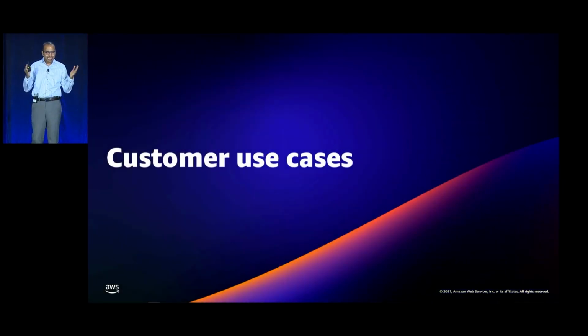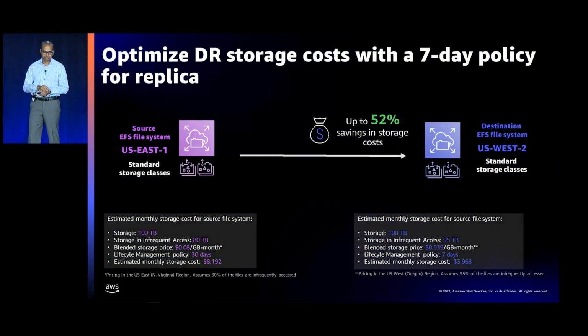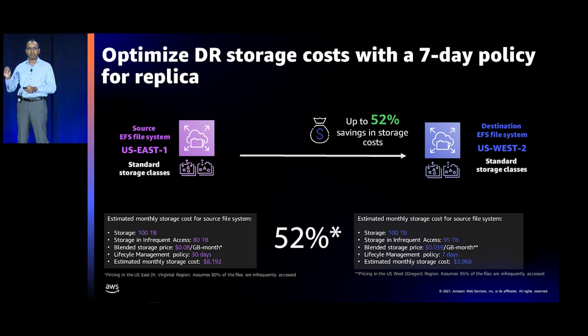Okay, next look at how we see some of our customers use Amazon EFS replication to optimize their DR cost and to increase the availability of their business critical applications. So you can cost optimize and save up to 72% in DR storage cost by enabling lifecycle management on the destination file system with a shorter age-off policy, for example 7 days, when compared to the source file system's age-off policy, which could be 30 days. So we're talking about saving 72%.